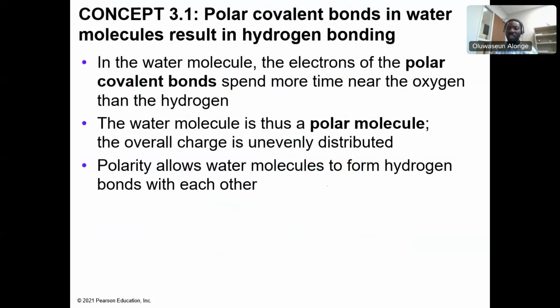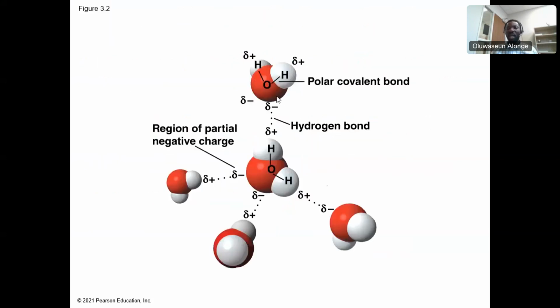So when hydrogen and oxygen bind together to form water, hydrogen is not going to attract electrons as much as oxygen will attract. So oxygen attracts more electrons than hydrogen because oxygen is an electronegative element, whereas hydrogen is an electropositive element. All right, so I'm going to write that here.